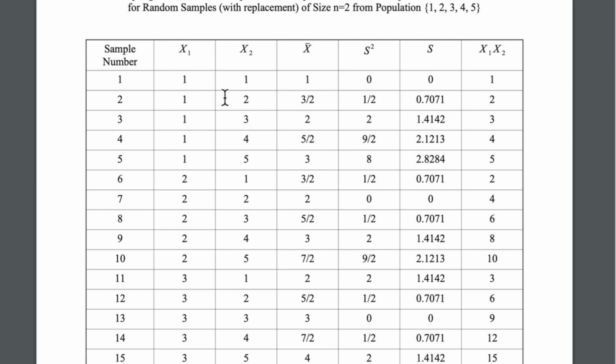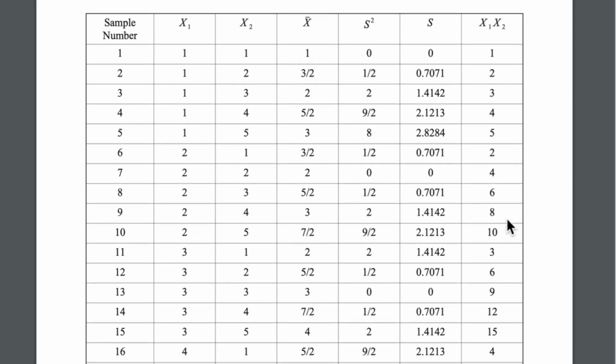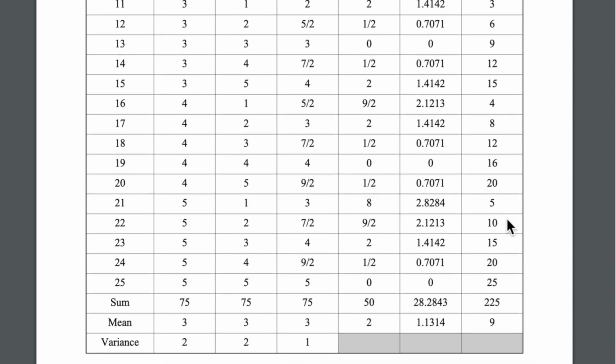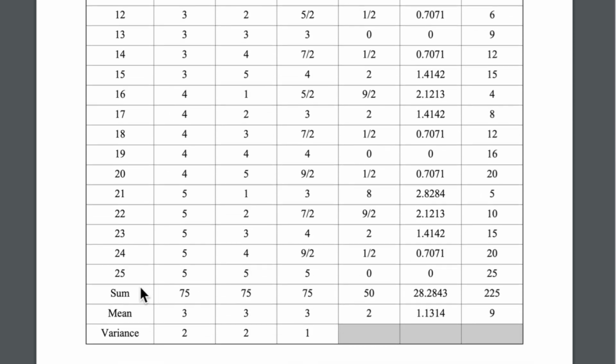You'll notice that that's why we have this last column. We have x1 times x2, the product of the values in these two columns, putting those values in this column. And then, once we have this column, all we have to do to get the expected value of x1 times x2 is to calculate the mean of that population of 25 values, and that is equal to 9. Now, let me just take a moment to convince you that that is equivalent to the other method that I just discussed.